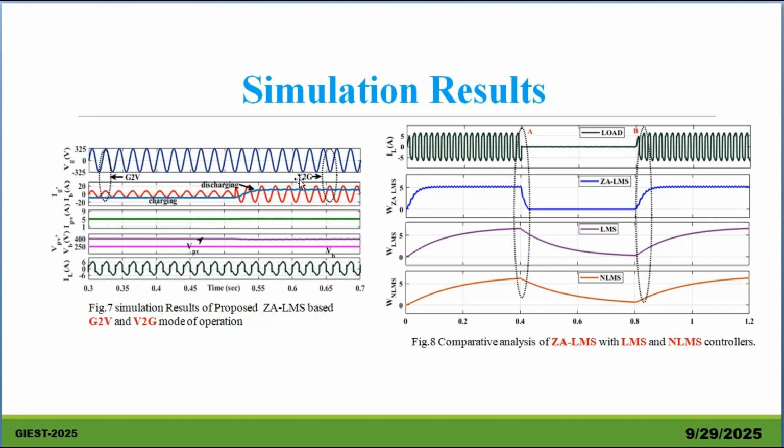That is, the battery is feeding power to the grid, that is VG and IG are out of phase, due to which the battery current is positive, that is, discharging.